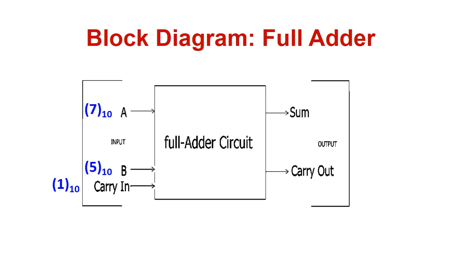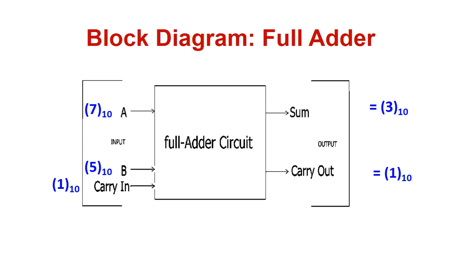Now, since this is the full adder, apart from the inputs A and B, we have the third input, that is the carry in. Let us assume that the carry in has the value 1 in decimal. Therefore, we are not going to add only 7 and 5, but also add the carry with the values of A and B. Therefore, it will be 7 plus 5 plus 1. In decimal, the value will become 13, and therefore the sum will have the value 3 and the carry out will have the value 1.